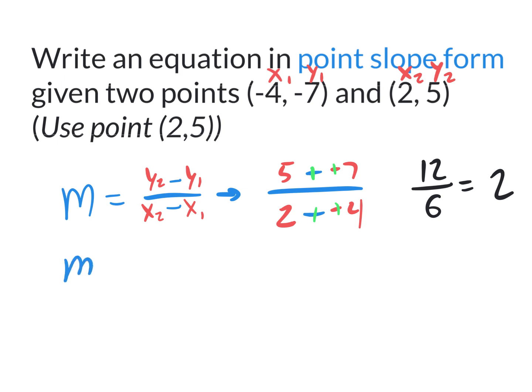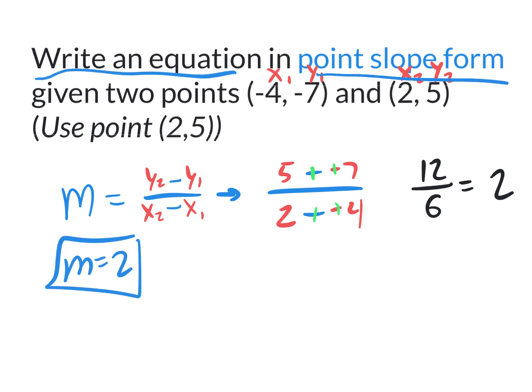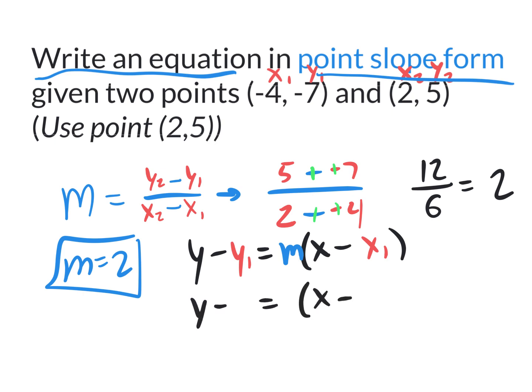Now, our slope is 2, but we need to write an equation in point-slope form. Point-slope form is y minus y1 equals m parentheses x minus x1. I recommend rewriting it with blank spots and then plugging in your y1 and x1 value, but they want you to use this point as y1 and x1.